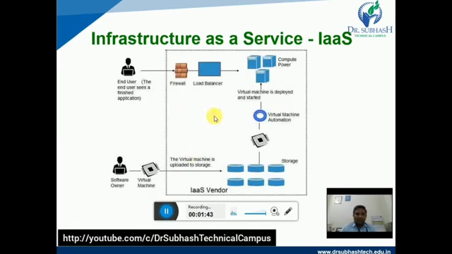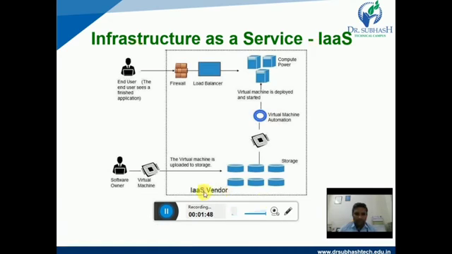Now let us understand the figure of infrastructure as a service. Here you can see there is an IaaS vendor where storage is available. In that storage some virtual machines are there. The software owner has already uploaded some data on a virtual machine. Based on that, virtual machine automation will work, and that virtual machine is deployed and started, and the data is available on compute power.